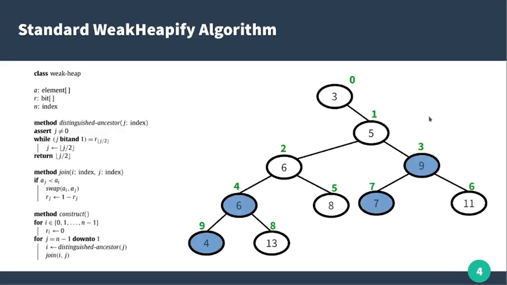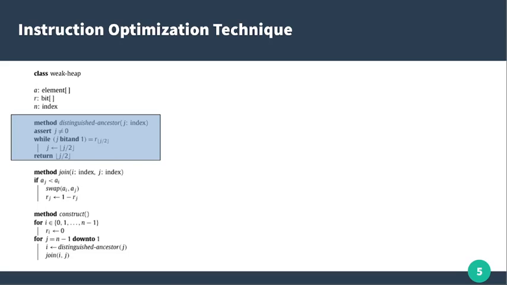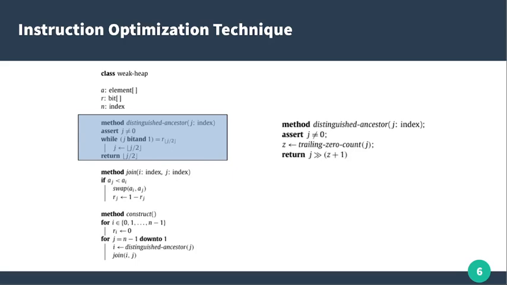So now, as you can see, it's the standard WeakHeapify algorithm. There are some optimization techniques to improve this algorithm. First is the instruction optimization technique. In the instruction optimization technique, the distinguished ancestor function is changed, and it becomes like this.